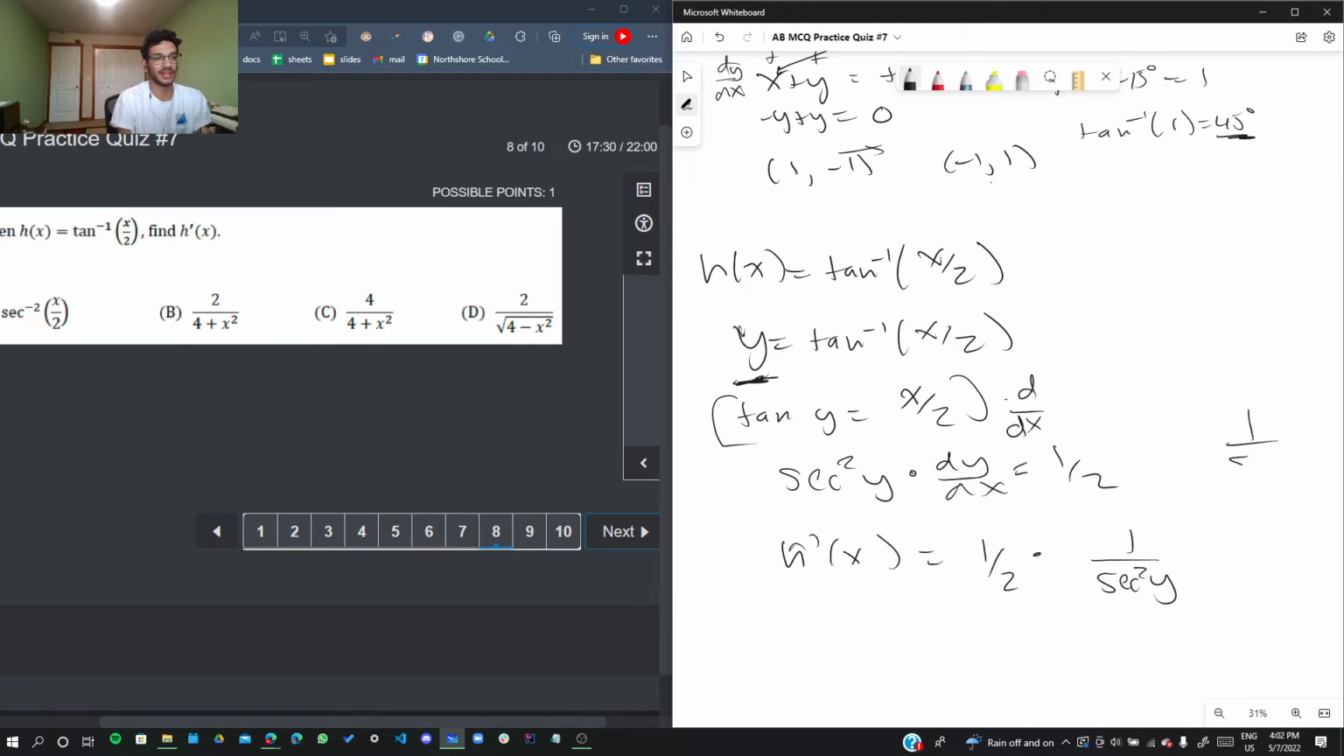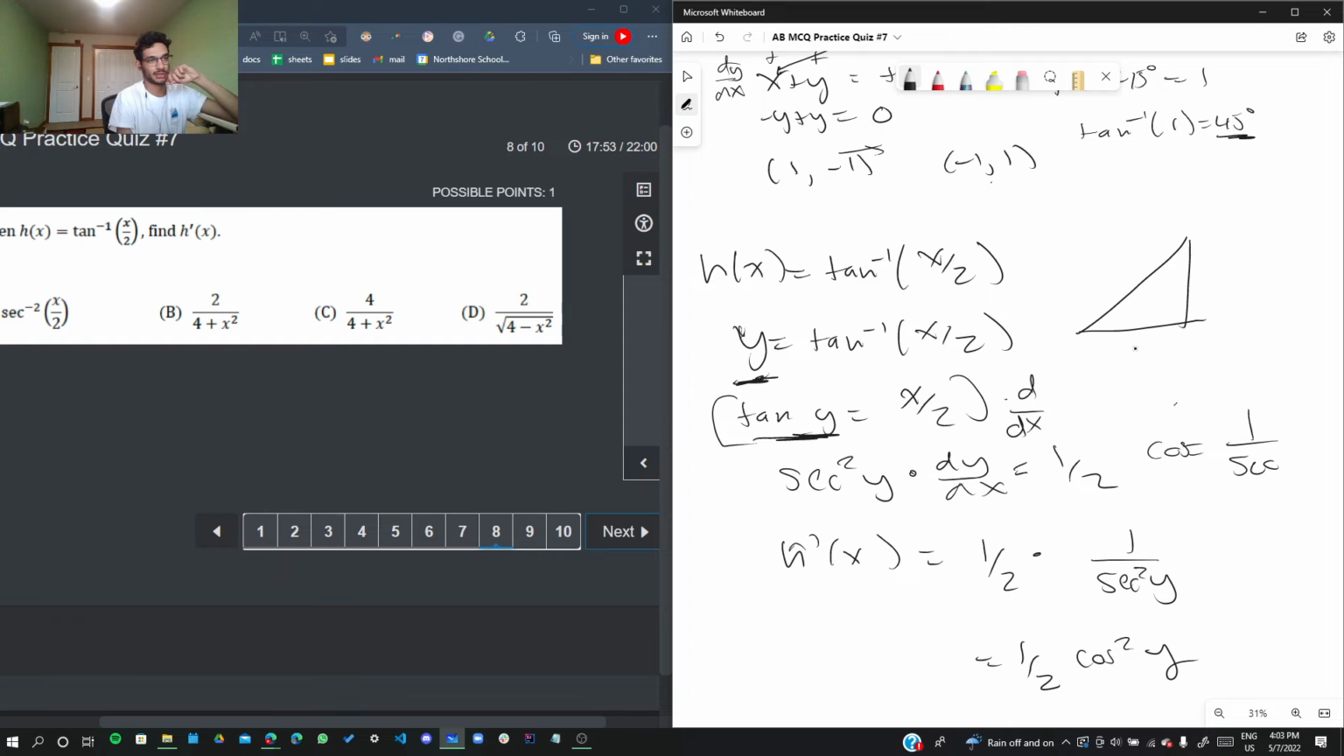But 1 over secant is just cosine, because 1 over cosine is secant. So then we have 1/2 cosine squared y. But now what is cosine squared of y? Here we determined the tangent of y is equal to x over 2.